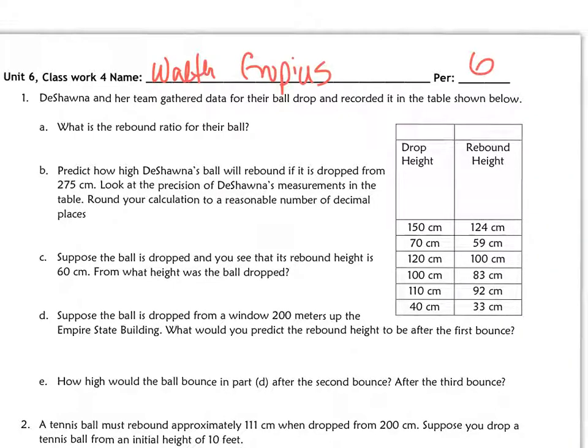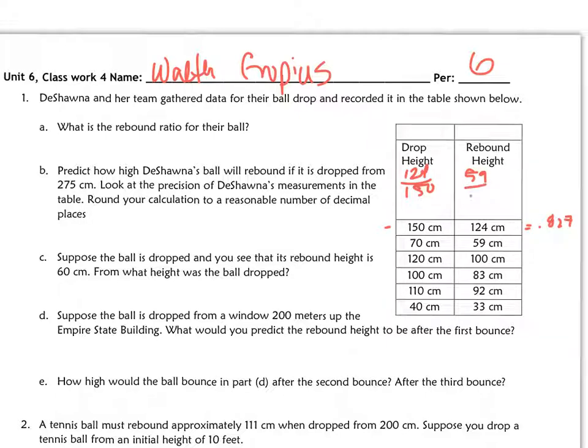Alright, Deshauna and her team gathered data for their ball drop and recorded it in the table shown below. They want to know what's the rebound ratio. So to figure that out, we have to divide the rebound height by the drop height. For instance, for the first one here, it would be 124 divided by 150. If you plug that in, you get 0.827.